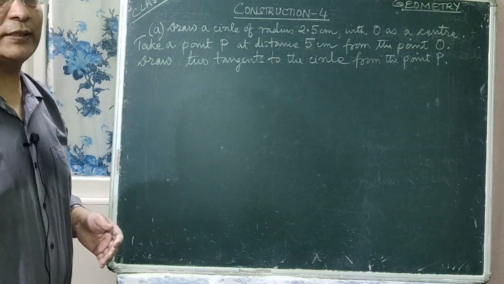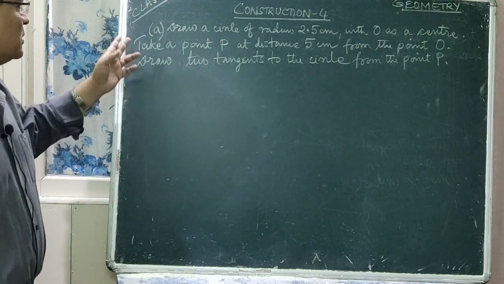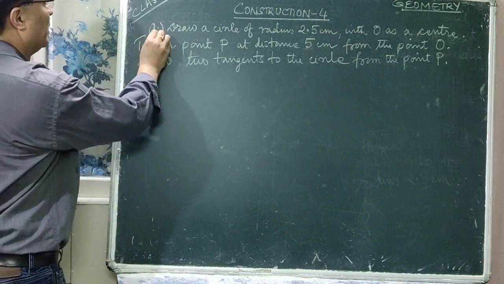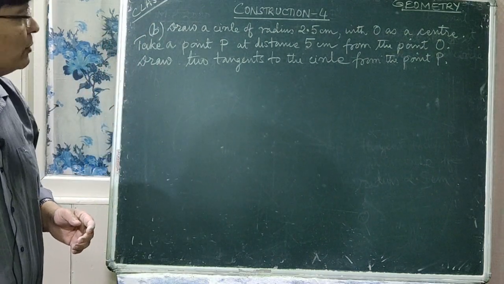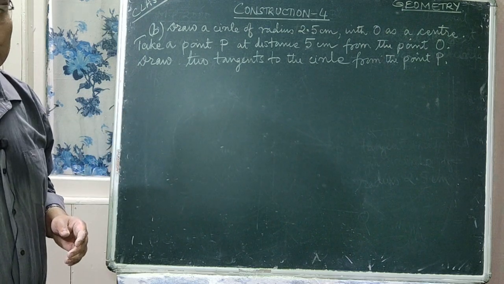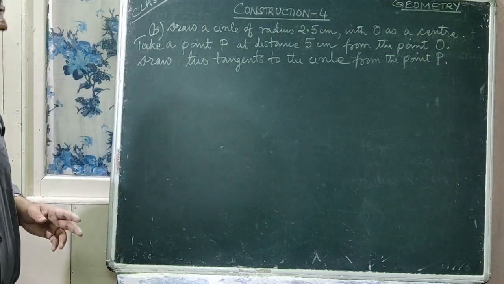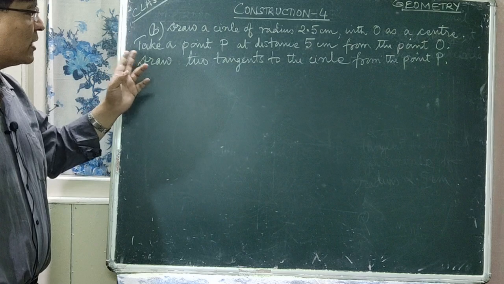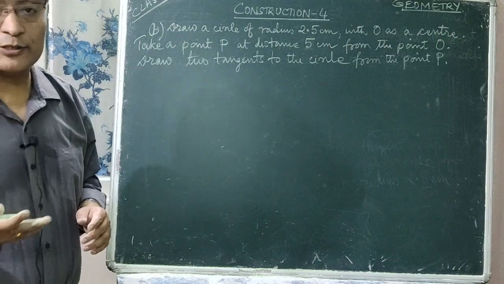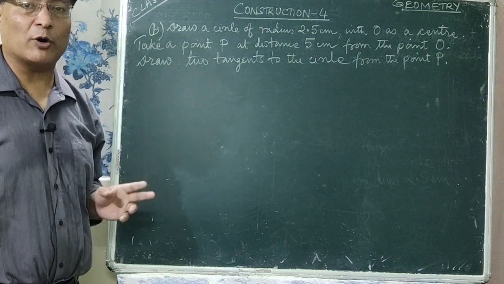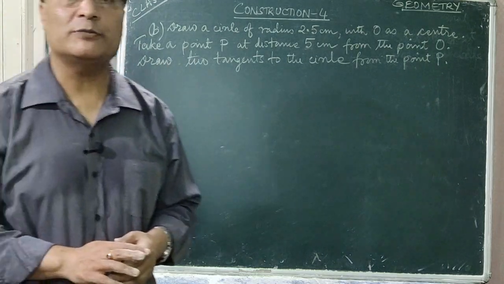Now we are doing the same construction number 4, but this question is of a different type. This is question number B, right? Draw a circle of radius 2.5 centimeter with O as the center. Then you have to take a point P at a distance of 5 centimeter from the point O. Then the point P is taken outside the circle, at a distance of 5 centimeter from the point O. Okay, now you have to draw two tangents to the circle from the point P.